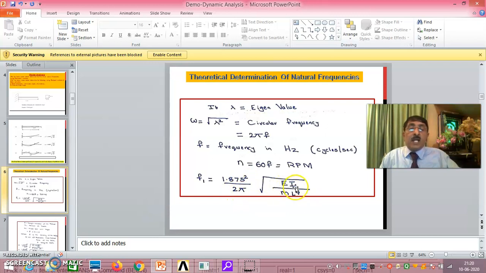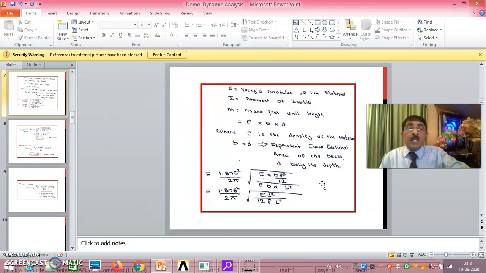E is the Young's modulus of the material. I is the moment of inertia of the cross section. M is mass per unit length, that is rho into area of cross section, rho into B into D. L is the length of the specimen. Rho is the density of the material, and B into D represents the cross-sectional area of the beam, D being the depth.